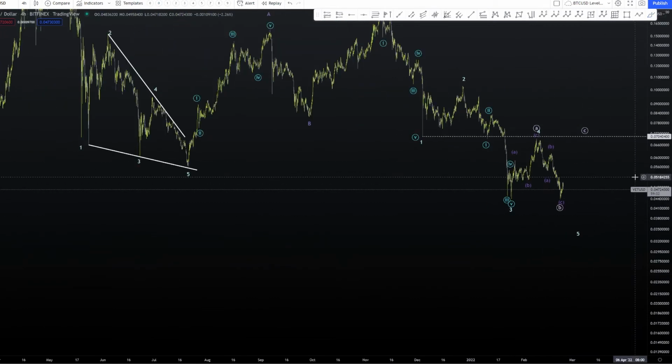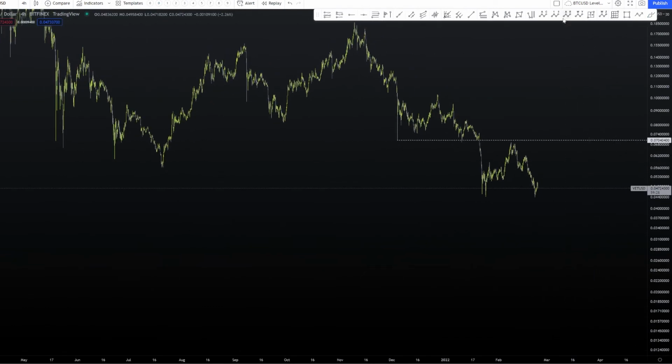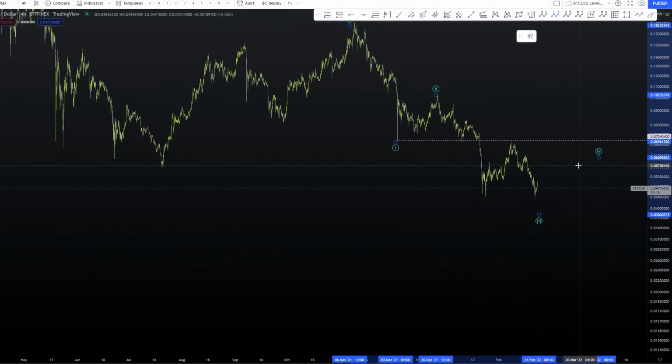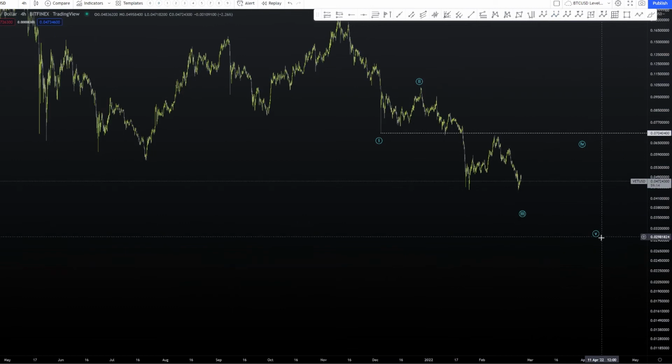I'll tell you guys why, but it is a possibility. So I do want to show you guys that this could all be a wave 1, like I showed you guys earlier. And this wave 3 has yet to complete, so this could be 1, 2, 3, 4, and we could be coming down for the wave 5 of the wave 3. Then we come up for the wave 4, down for the wave 5.